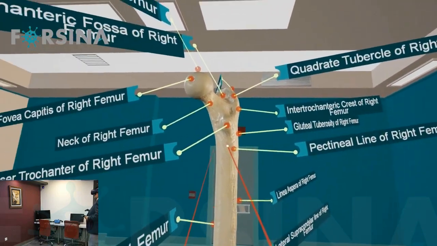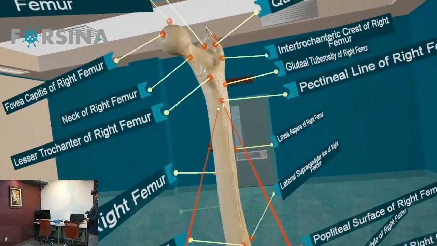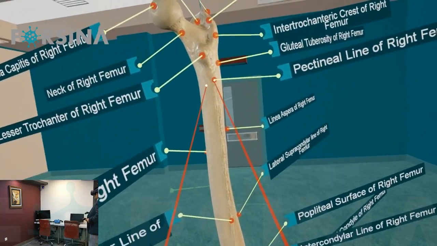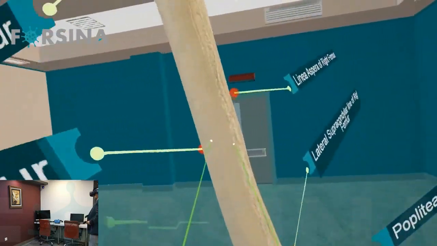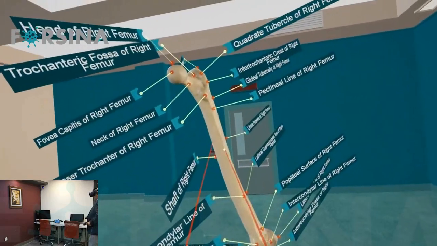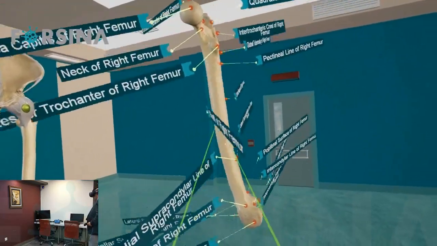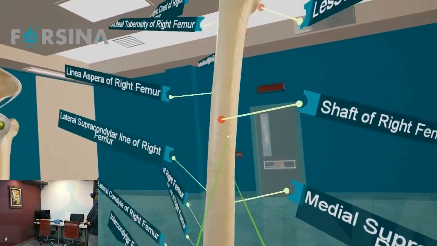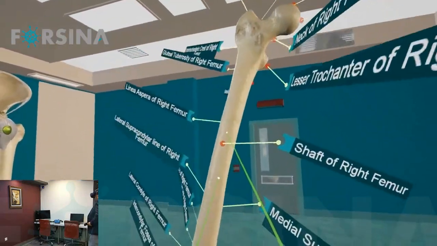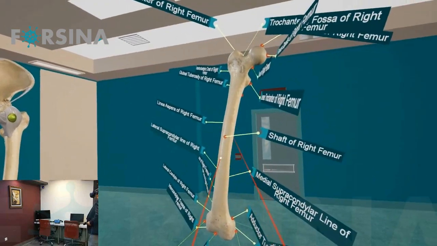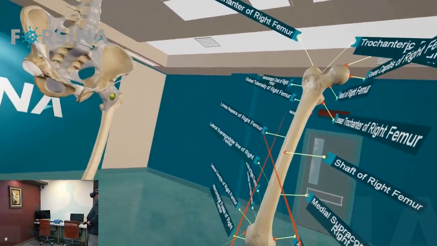These details we may talk about later on. Now, let's talk about the body of the right femur, the shaft. As you can see, it is triangular in cross section. So if we take a cross section, it would be triangular in shape.